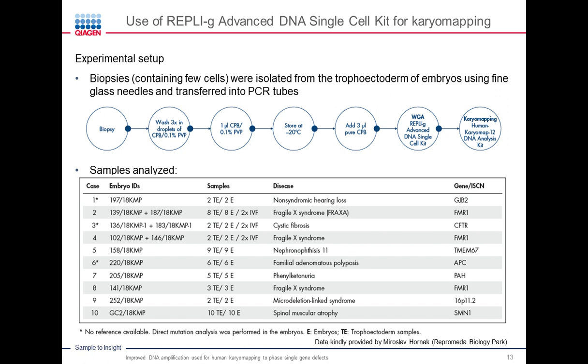With these 10 different cases, you can see the number of samples that were used. The code for these is the TE are trophectoderm samples, E are embryos, and IVF are the number of times that in vitro fertilization was used in the study. The disease that was looked at is shown here, as well as the gene or the genetic defect that we're looking for in the study. Across these 10 different samples, this process was used.